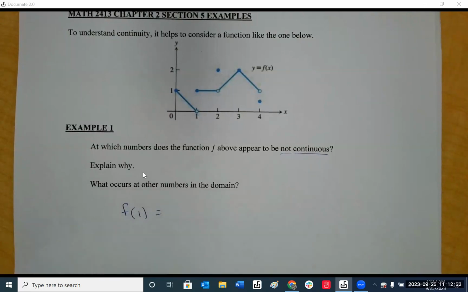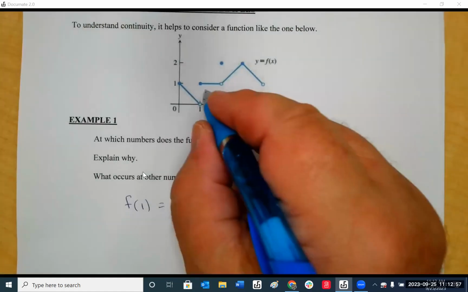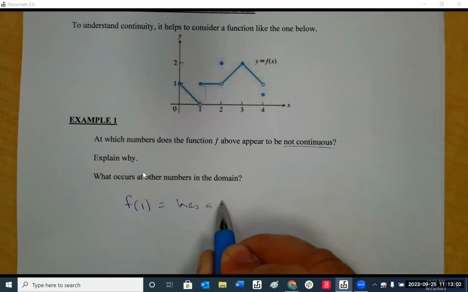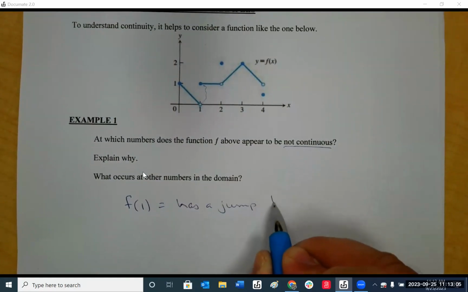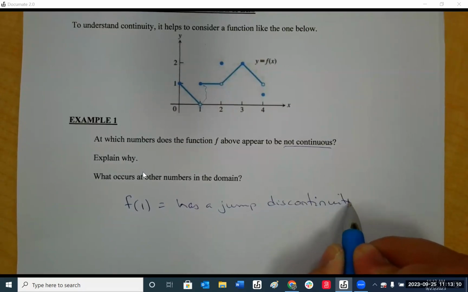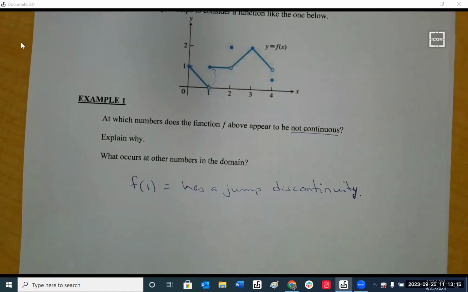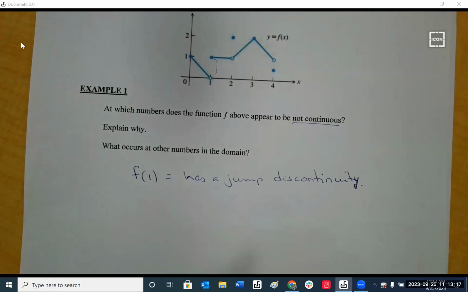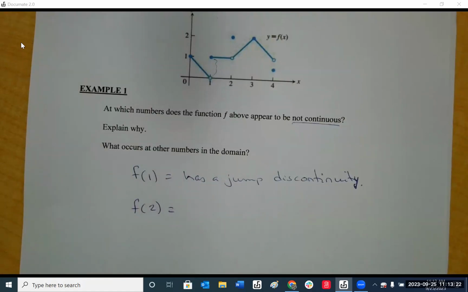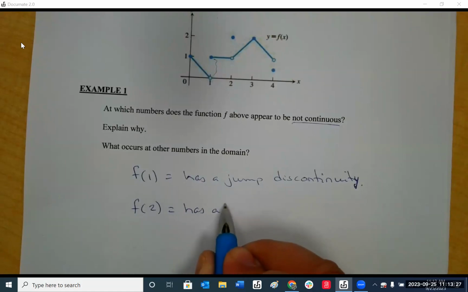At f of 1, it's not. Why is it not continuous? Because it's a jump discontinuity. That's what it's called, a jump discontinuity, and that's exactly what it does. Okay, where else? What's happening at 2? It has a hole. It's open.